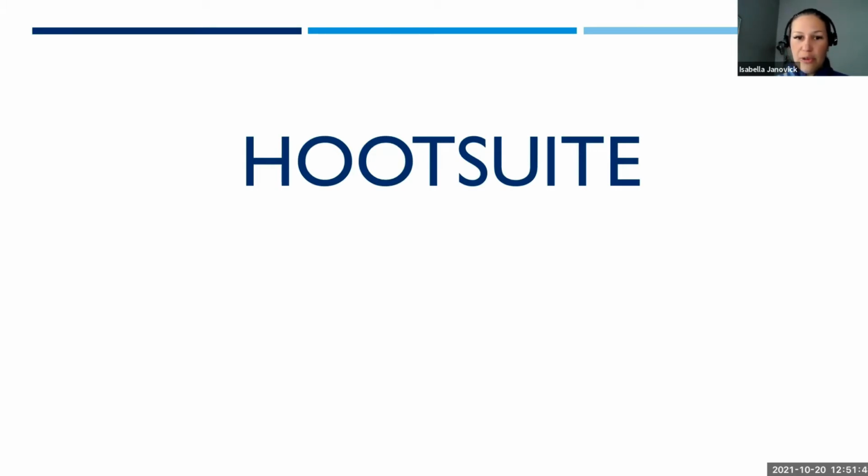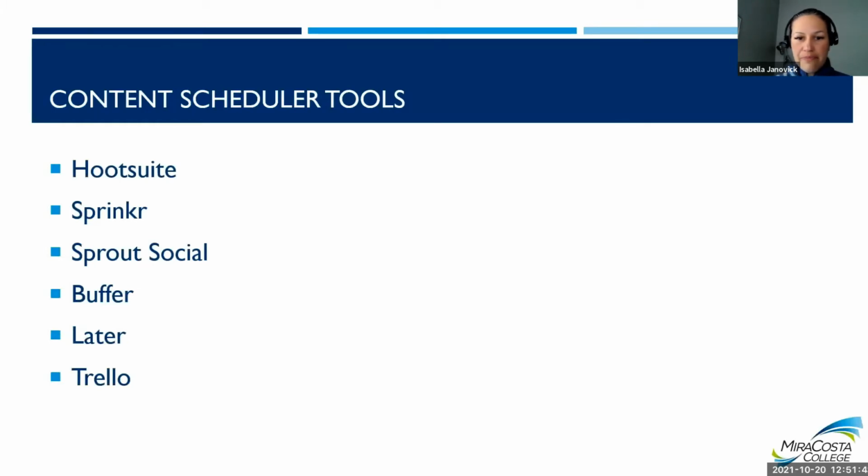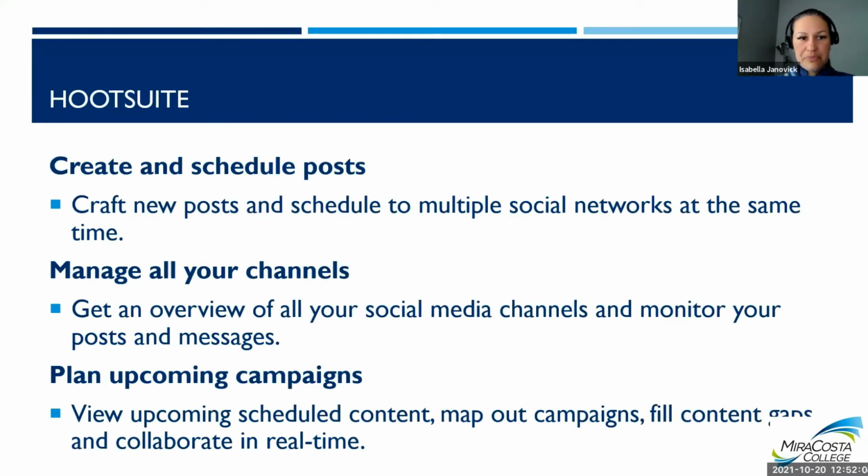There are free versions for both of them. Some of them are inexpensive, and some of them are very expensive. It just depends if you're a big agency or a one-person business, and how many accounts you need linked. These are just some top ones, but you can Google any of them: Hootsuite, Sprinklr, Sprout Social, Buffer, Later, and Trello are kind of the top names.